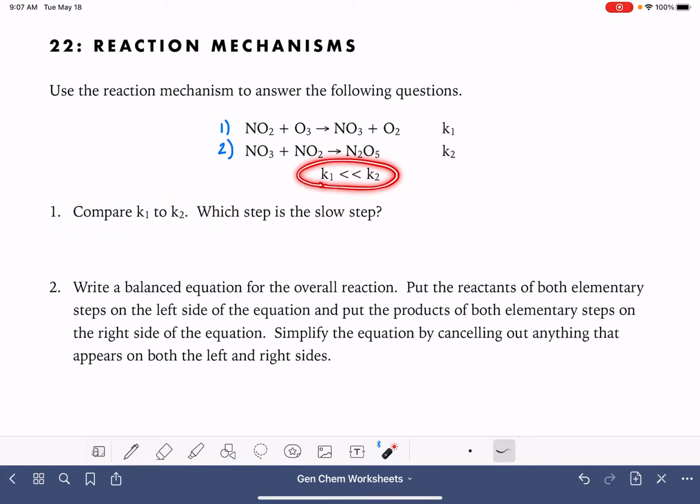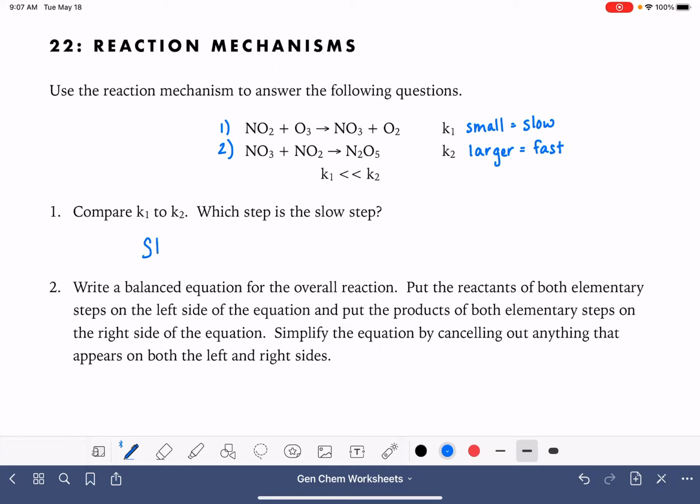Right here in the problem, this is telling us that the value of K1 is much smaller than the value of K2. So K2 is large. And this gives us information about the relative rates of the reaction. A small K value, a small rate constant, means that the elementary step is slow, and a large rate constant means that the elementary step is fast. So our slow step in this mechanism is step 1, because step 1 has the small rate constant, which means it moves more slowly.